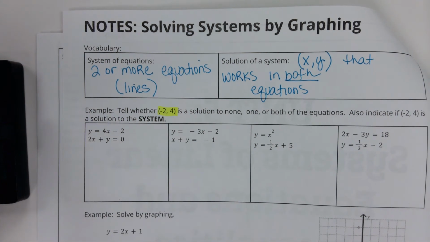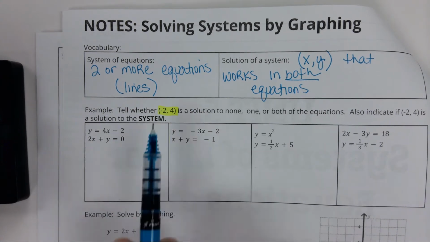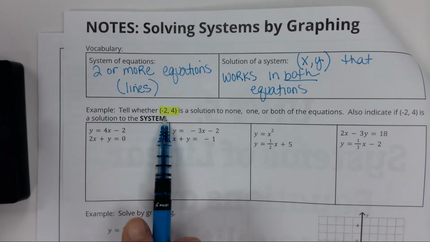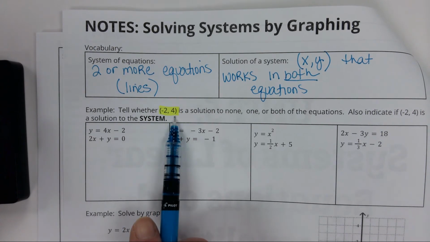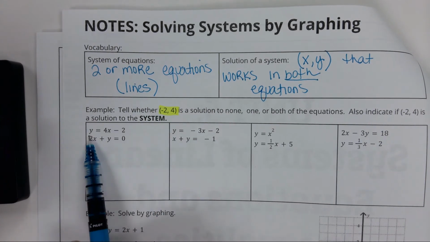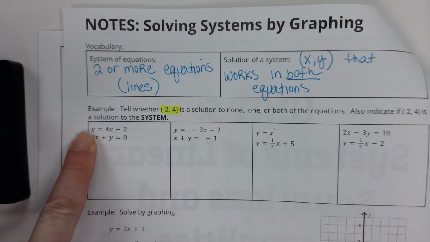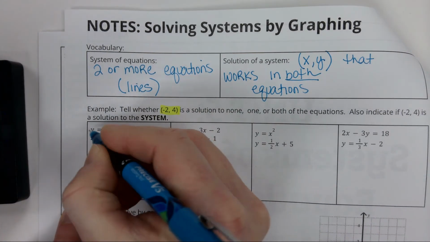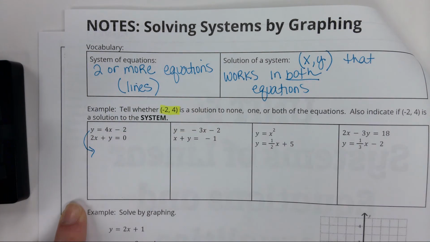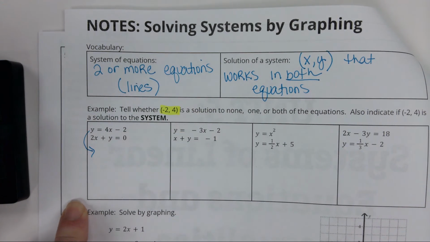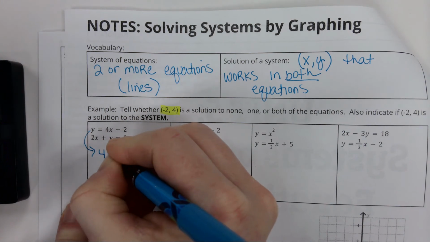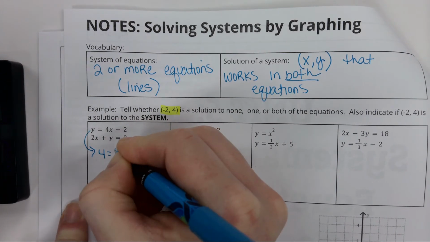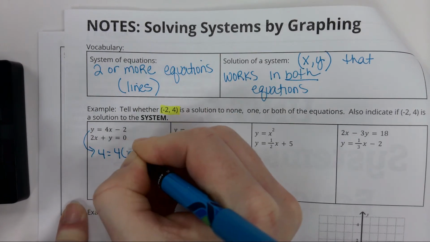Let's check. So how do I do that? You plug it in and see if it makes it true. What are we going to put negative 2 in for? X. And 4 is going to go in for y. Let's take this top one. You have to do both of them. y equals 4x minus 2. So I'm going to write 4 equals 4 times, what am I going to put in for x?